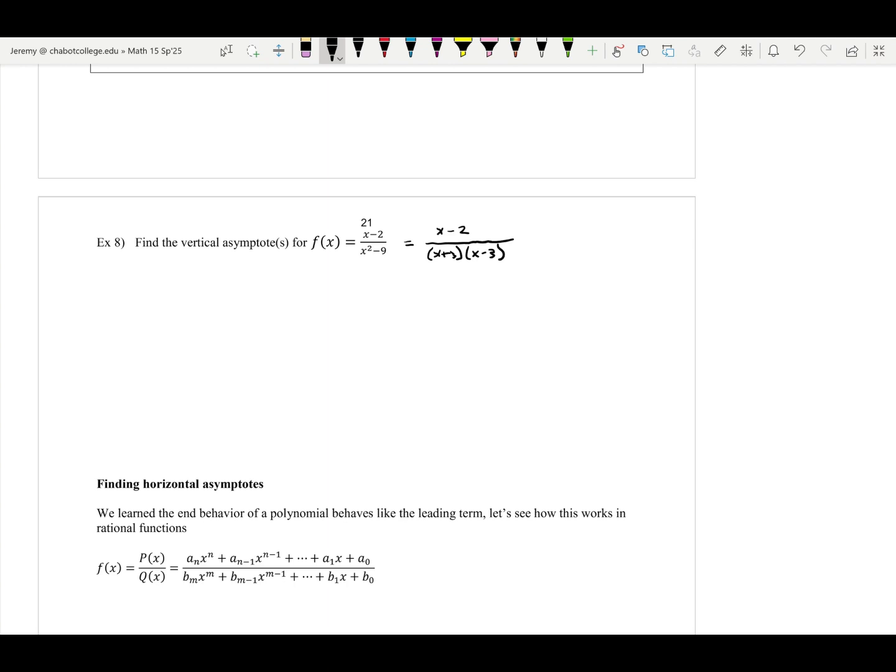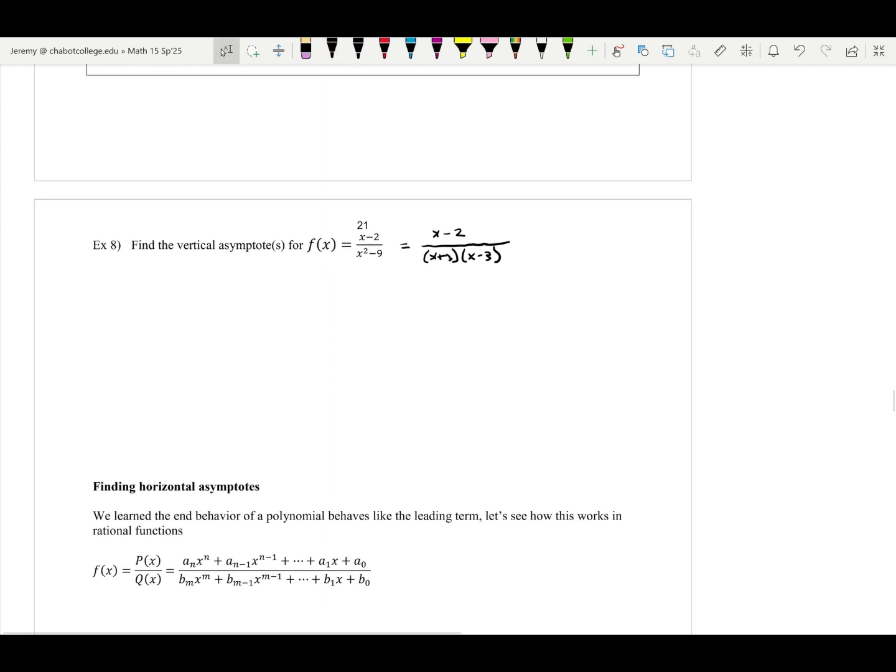Before I say that I have vertical asymptotes at positive 3 and negative 3, I have to make sure: are there any common factors between the numerator and denominator of this rational function? Or is there any cancellation that happens? No, there is not in this case. So neither of those factors in the denominator are going to go away. So really, I can just set the denominator equal to 0 and solve for x.